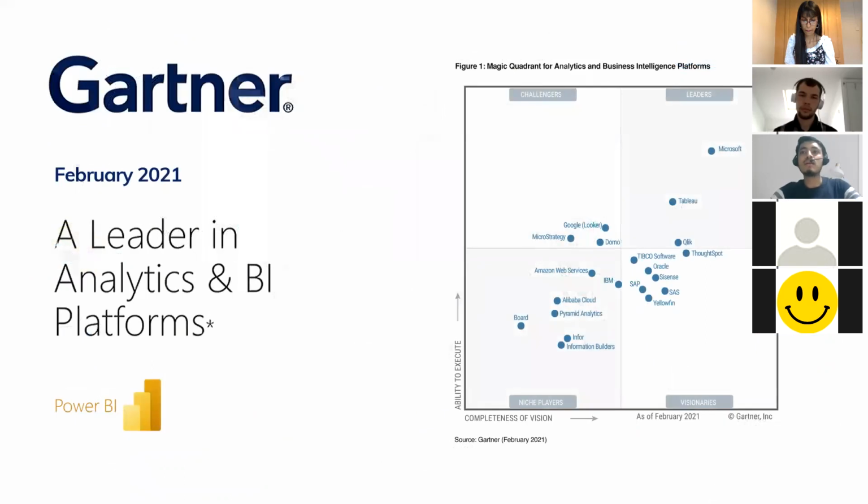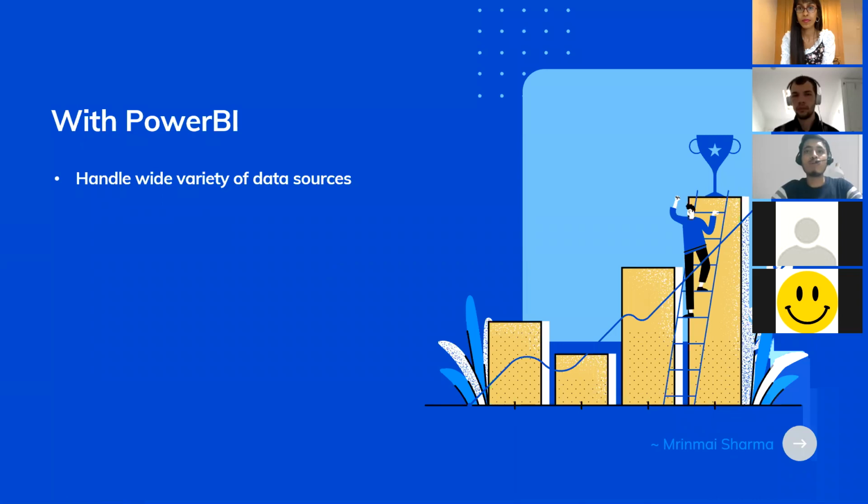Next thing is to talk about the numbers. Recently, Gartner, which ranks all the technology players for business analytics and BI platforms, has had Power BI as the leader for around a decade now. And again, for 2021, it's again the leader. Tableau, Google Analytics, and all of these are there, but Microsoft Power BI is still the leader. So the next thing is that with Power BI, you can handle a wide variety of data sources. Okay.